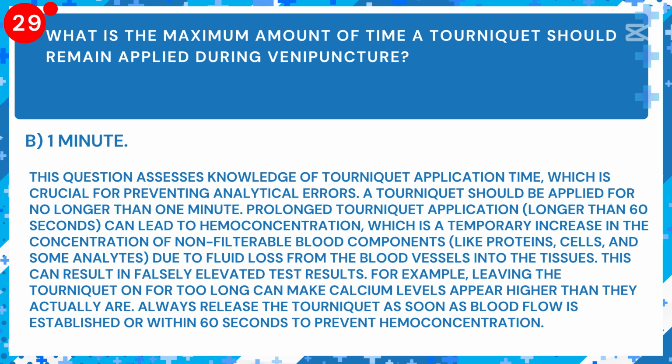A tourniquet should be applied for no longer than 1 minute. Prolonged tourniquet application, longer than 60 seconds, can lead to hemoconcentration, which is a temporary increase in the concentration of non-filterable blood components, like proteins, cells, and some analytes, due to fluid loss from the blood vessels into the tissues. This can result in falsely elevated test results. For example, leaving the tourniquet on for too long can make calcium levels appear higher than they actually are. Always release the tourniquet as soon as blood flow is established or within 60 seconds to prevent hemoconcentration.